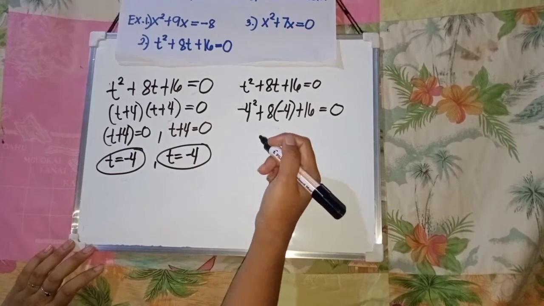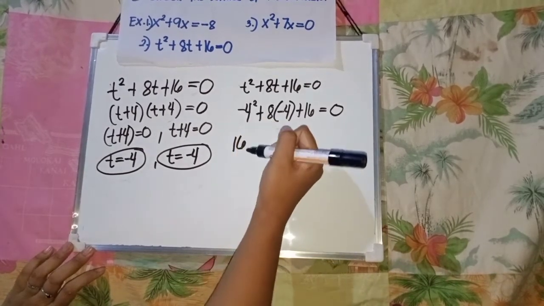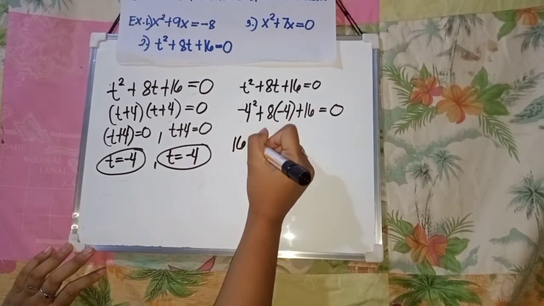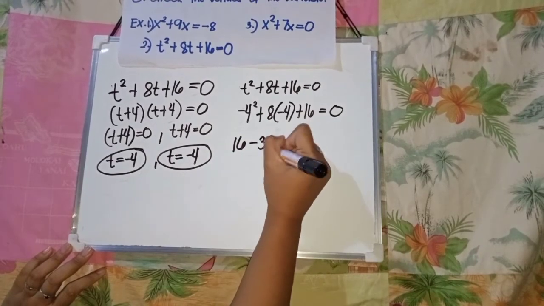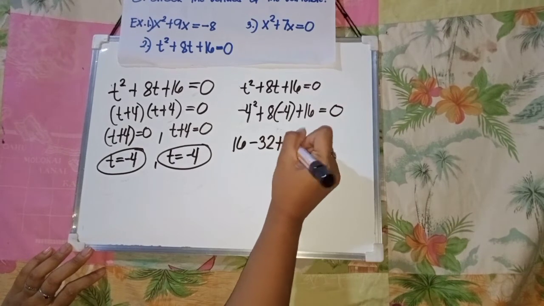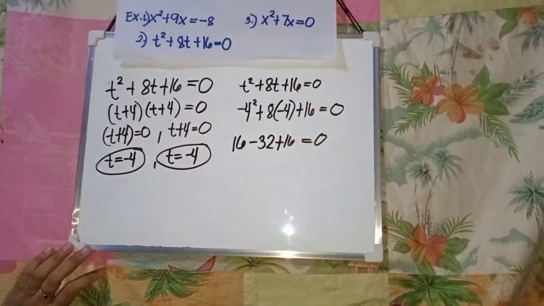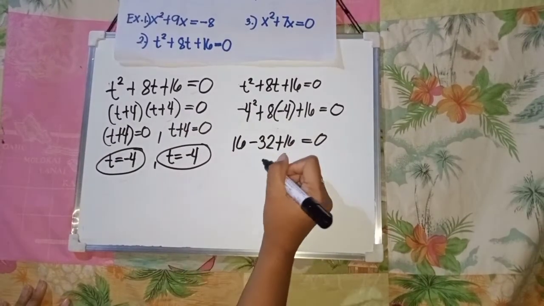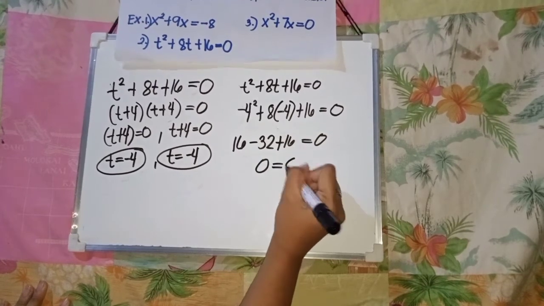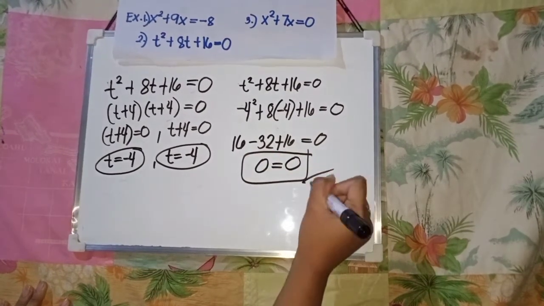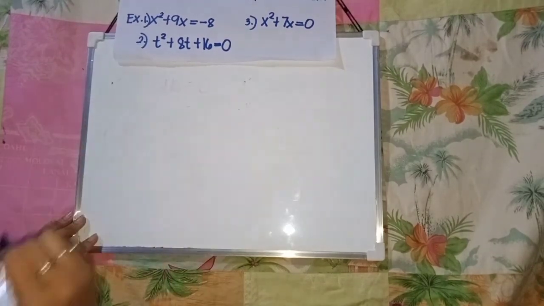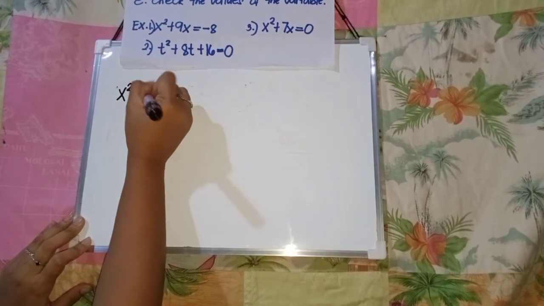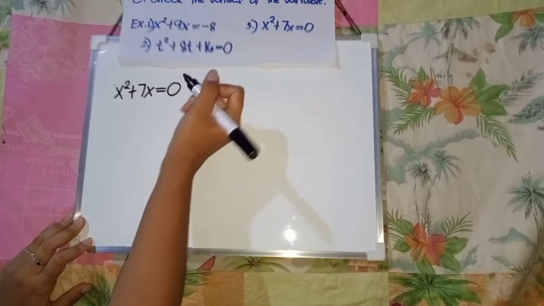4 squared is 16 and negative times negative is positive, so it will be positive 16. 8 times negative 4 is negative 32, plus 16 is equal to 0. 16 minus 32 plus 16 will be 0. So, 0 is equal to 0. So, we have here the third and the last example. x squared plus 7x is equal to 0.